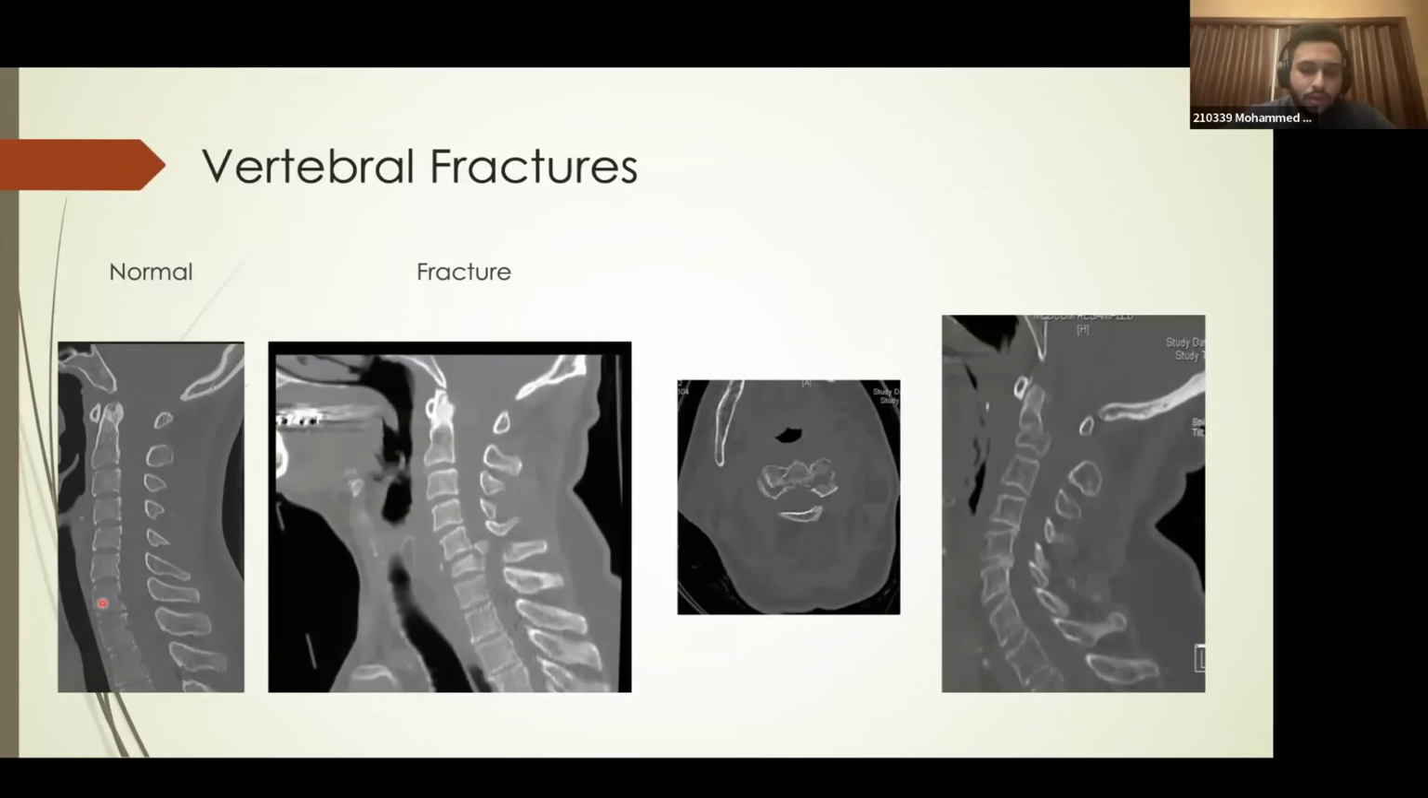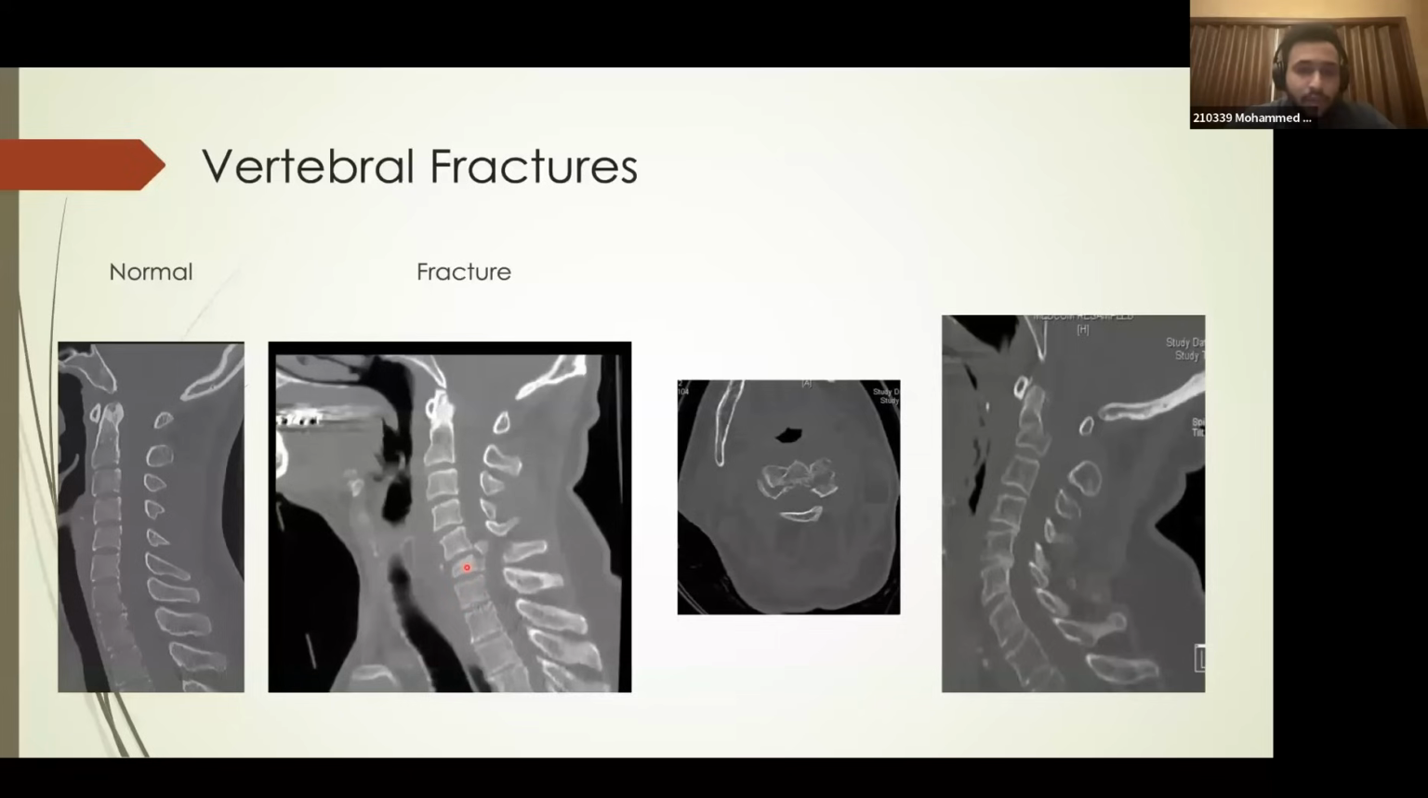So here, this is normal. There are no fractures to see here. You need to just recognize that there is a fracture here. Okay, that is the fracture right there. So that's the only basic thing that you need to recognize from this slide pretty much, that for vertebral fractures, the modality you use is CT.